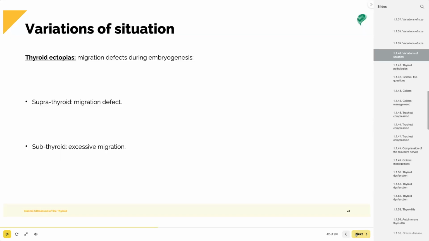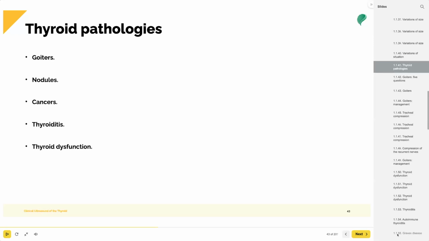There are instances of thyroid ectopias where there are migration defects, and this is just very early on during formation before even birth.